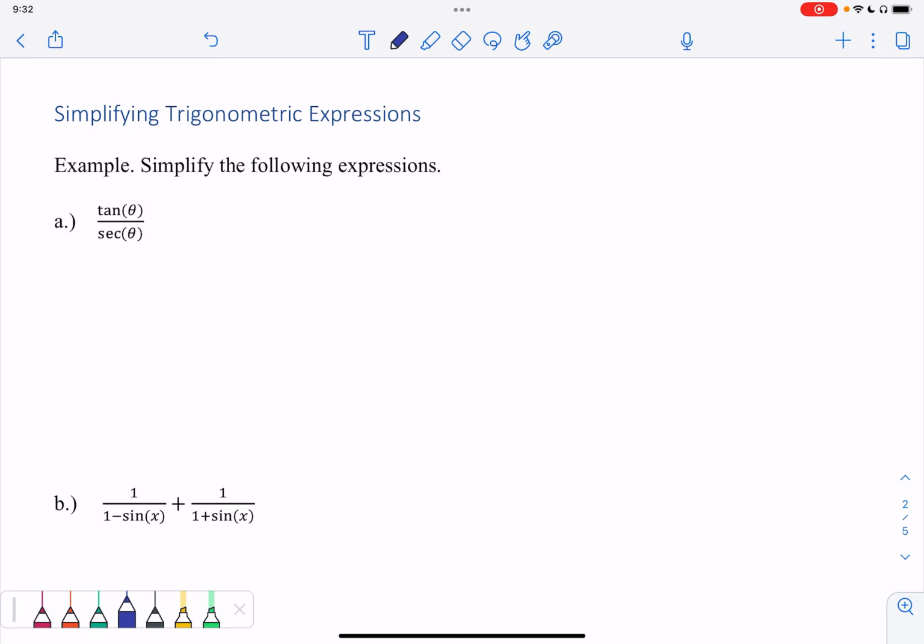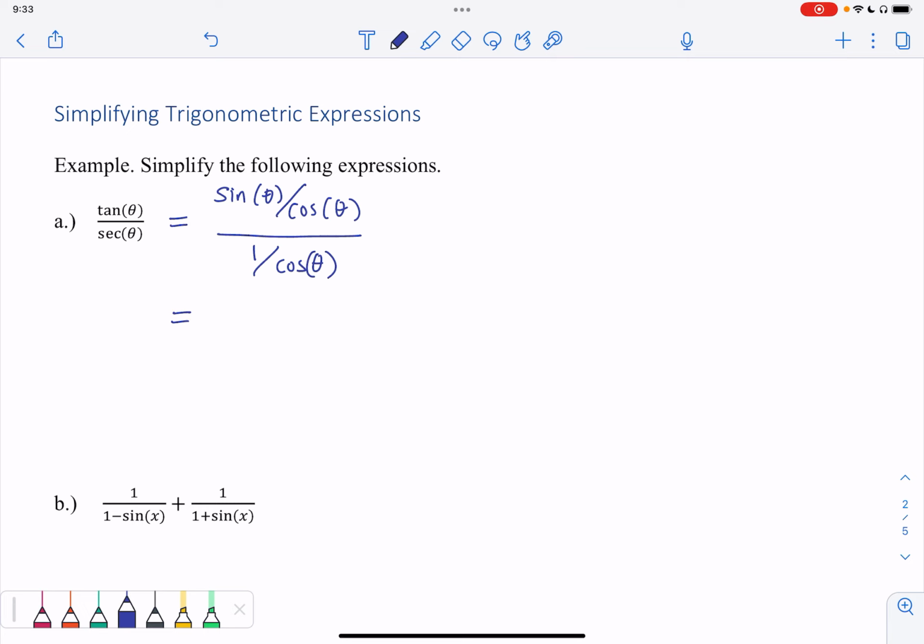And how we're going to simplify this is to write each function, in this case tangent of theta and secant theta, in terms of sine and cosine. I'm going to use an equal symbol because that shows the reader that the expression I'm starting with is equal to what follows. So tangent of theta is sine of theta over cosine of theta, and secant of theta is just 1 over cosine of theta.